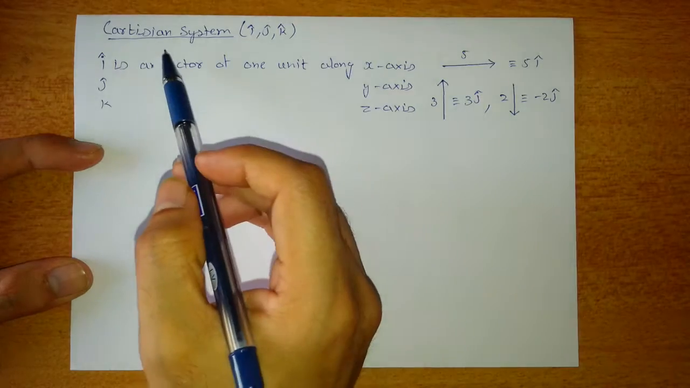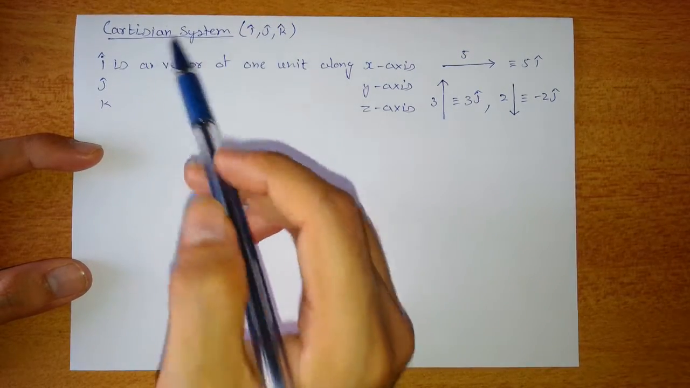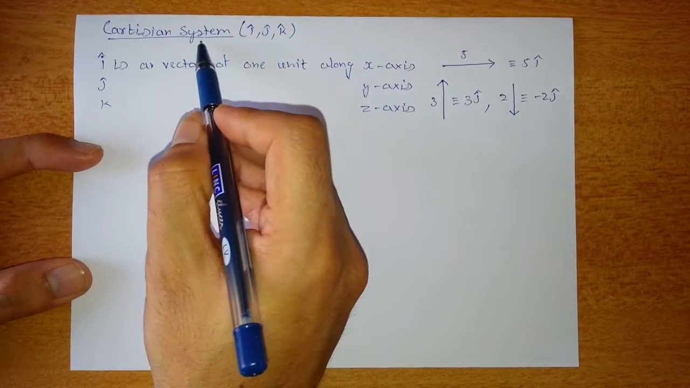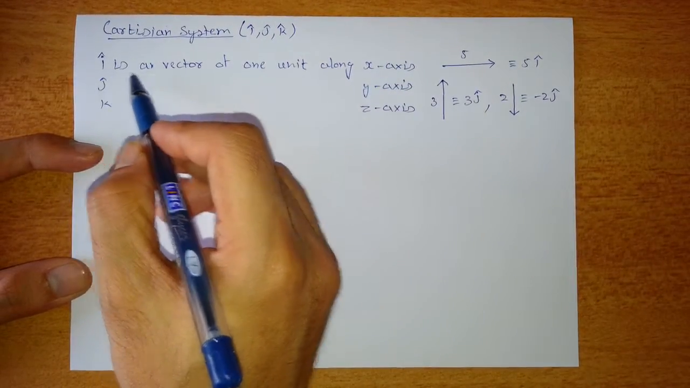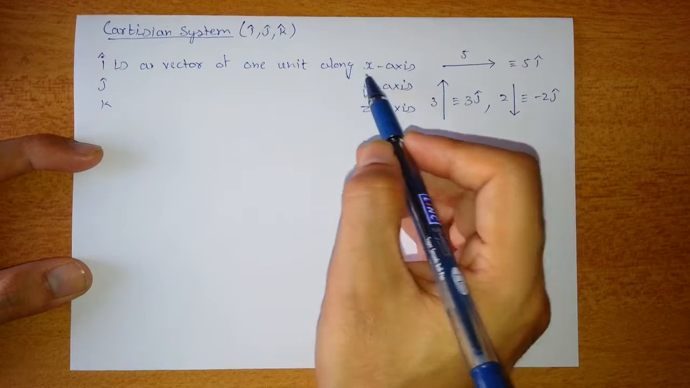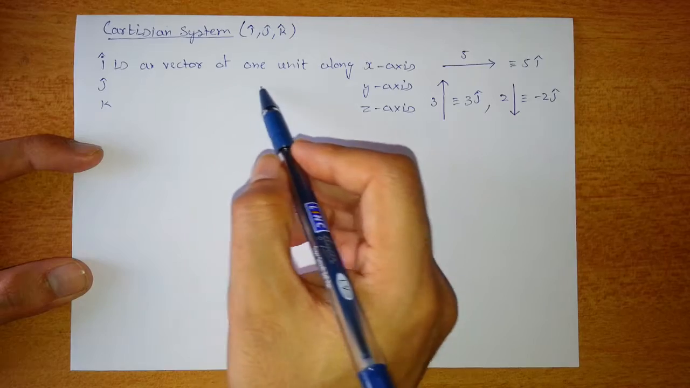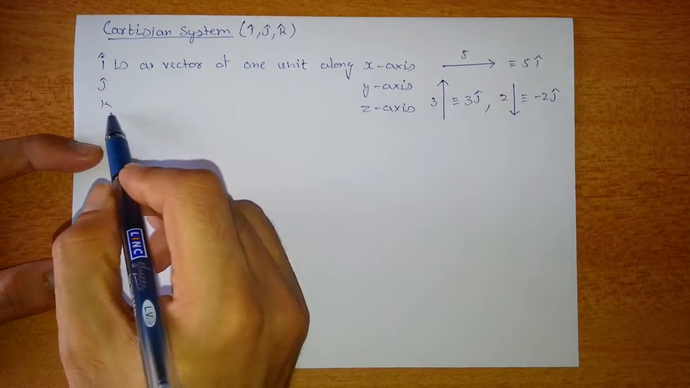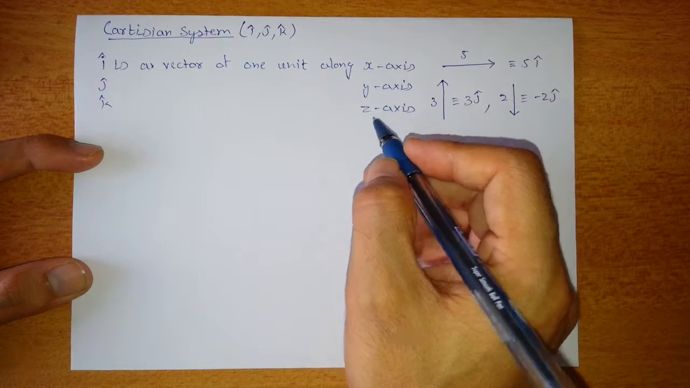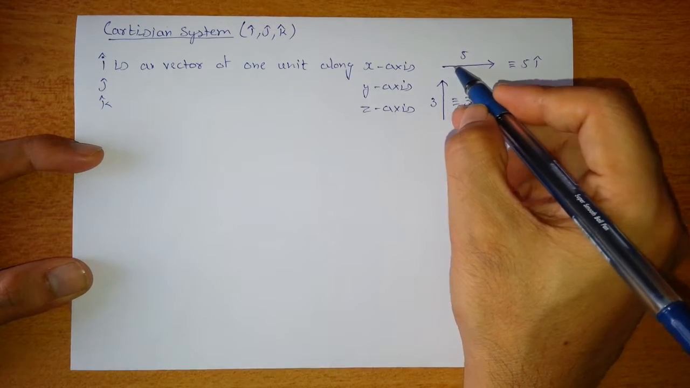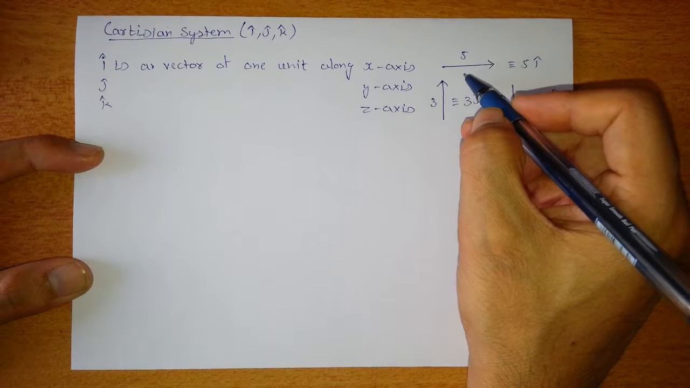The third type of notation we use for representation of vectors is the Cartesian system in i j k form. So i cap is a vector of 1 unit magnitude along x-axis. Similarly, j cap is a vector of 1 unit along y-axis, and k cap is a 1 unit vector along z-axis.